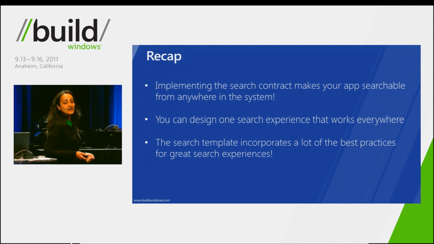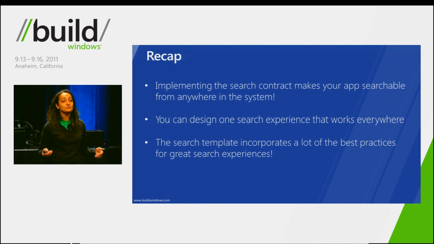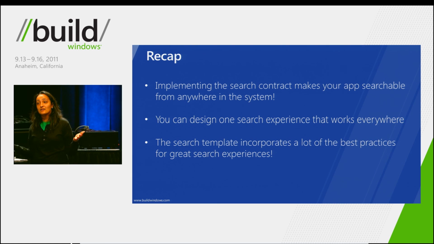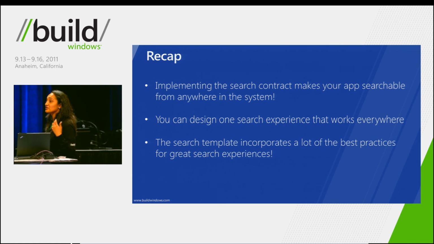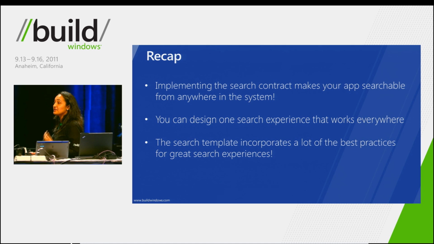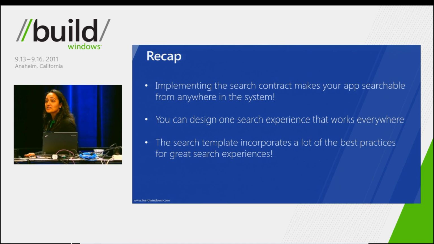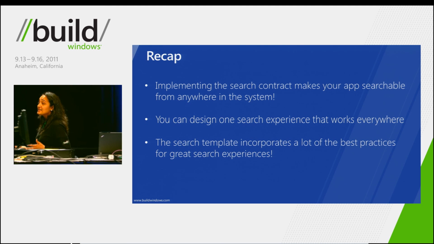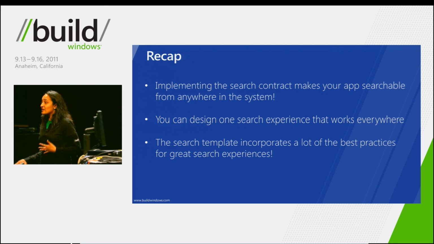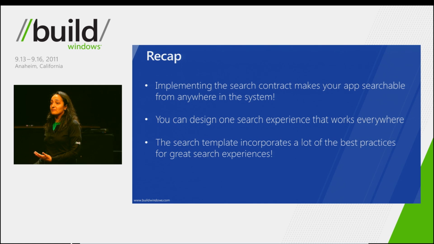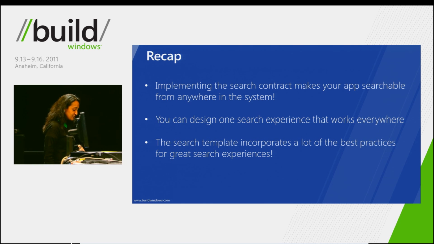Implementing the search contract makes your app searchable from anywhere in the system. And the search charm is contextual, so it's also the same experience for searching within your application. That means you just have to design one search experience that's universally accessible. You don't have to worry about building one to integrate with the search charm and one to search within your application.